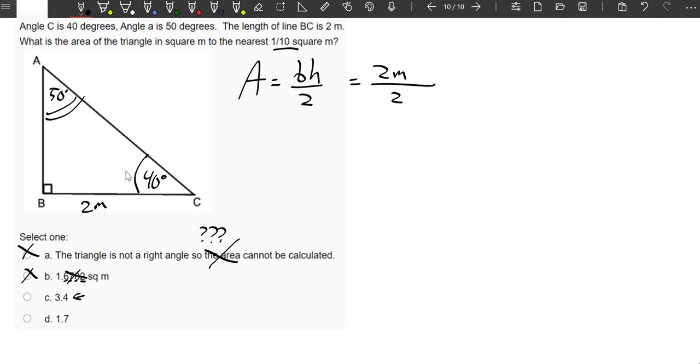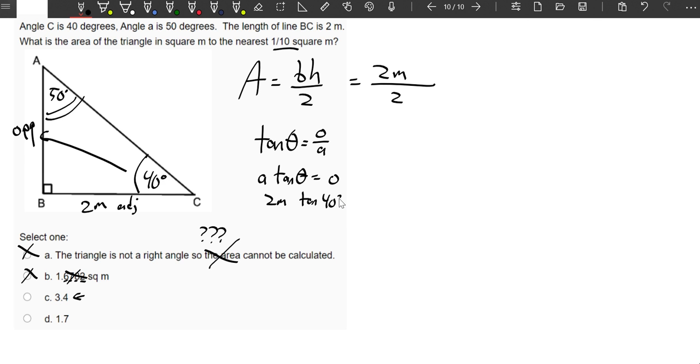So for 40 degrees, this side here would be my opposite, and this side here would be my adjacent. Opposite and adjacent means tan. I'm looking for the opposite side, so the adjacent times tan is going to be equal to my opposite: 2 meters times tan of 40. It's going to be my opposite. If I take 40, take the tan, which is 0.839, multiply it by 2, I get my opposite side of 1.678, etc. meters. That's my opposite side.